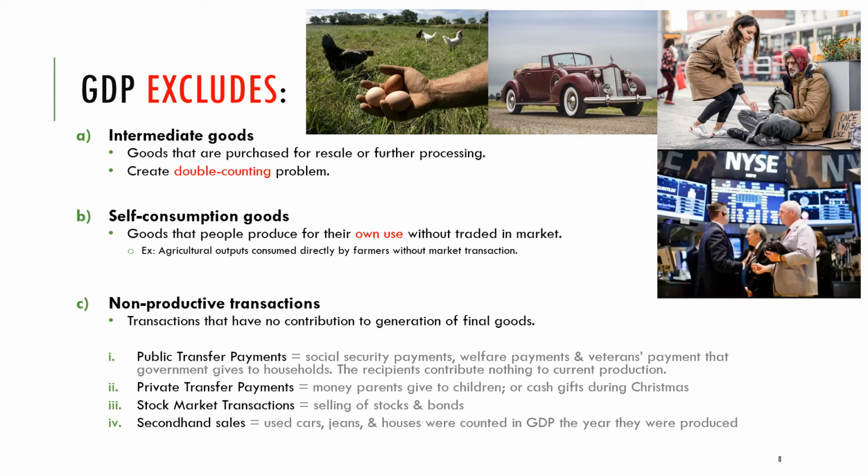Non-productive transactions include transactions that have no contribution to generation of final goods. For example, public transfer payments are welfare payments that government gives to households. However, the recipients contribute nothing to current production. Private transfer payments include money or gift that parents give to children. Stock market transactions such as selling stocks and bonds are not included in GDP calculation. Lastly, second-hand sales such as used cars, jeans, and houses were counted in GDP the year they were produced.